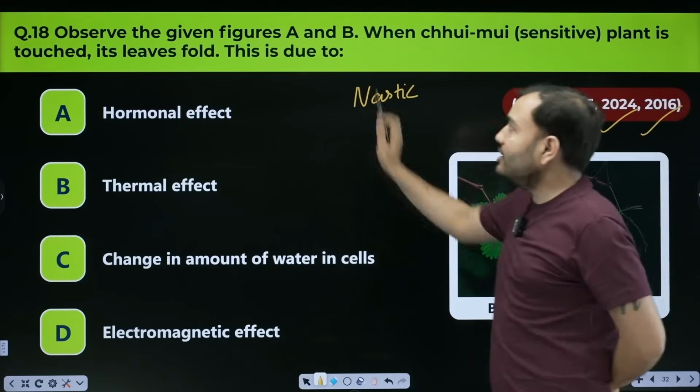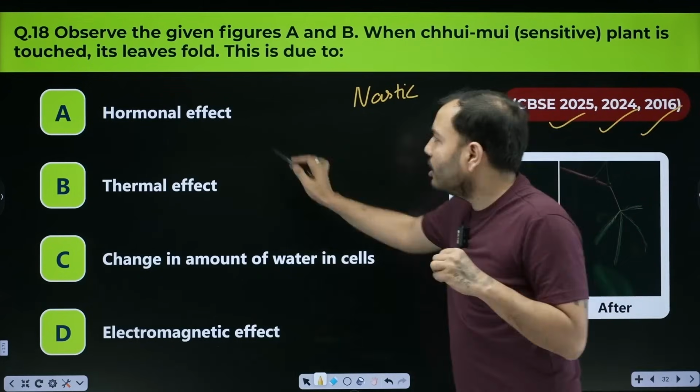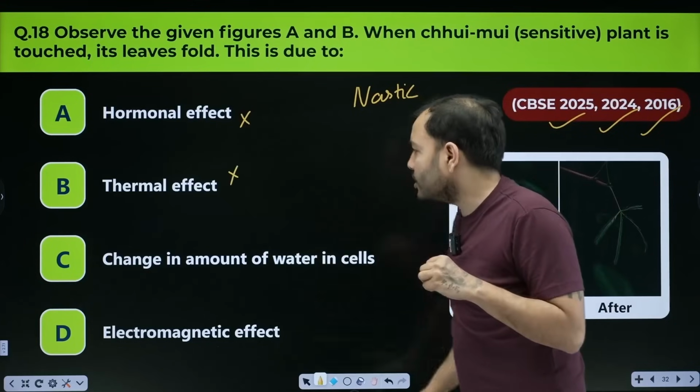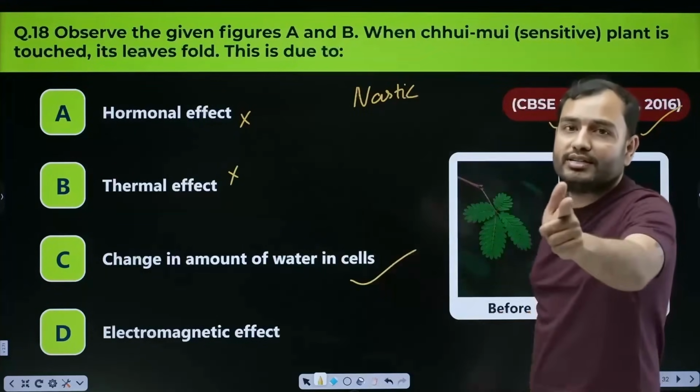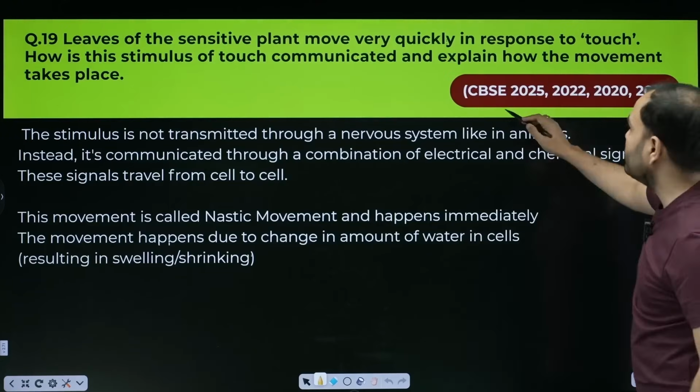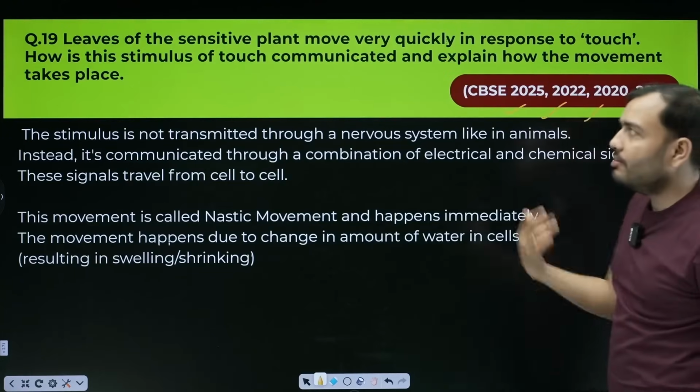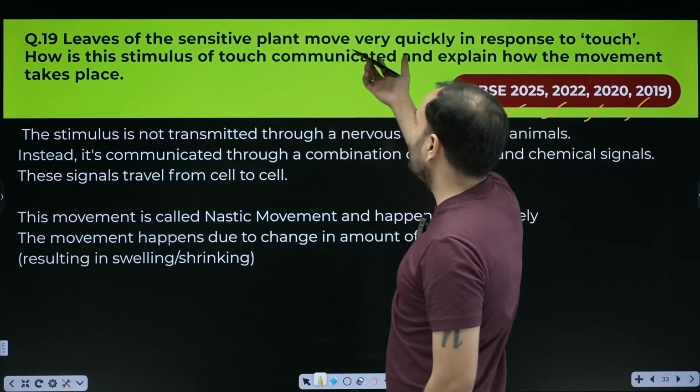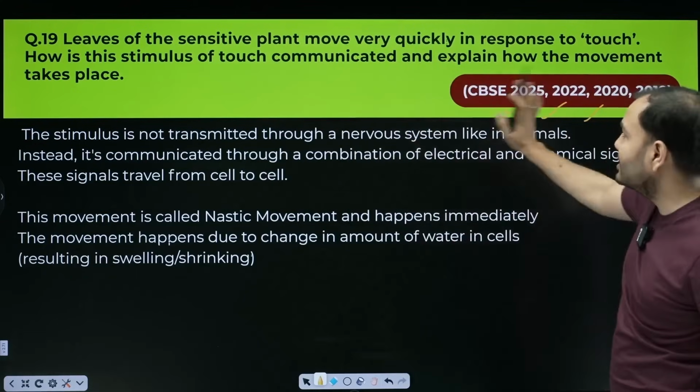But look at the options. This is due to what? Why did it fold? Hormonal effect, thermal effect, change in amount of water in cells. Plant movement only happens due to a change in the amount of water. Look at the next one, CBSE 2022. Similar question: leaves of sensitive plants move very quickly. Something similar comes. It's not exact.